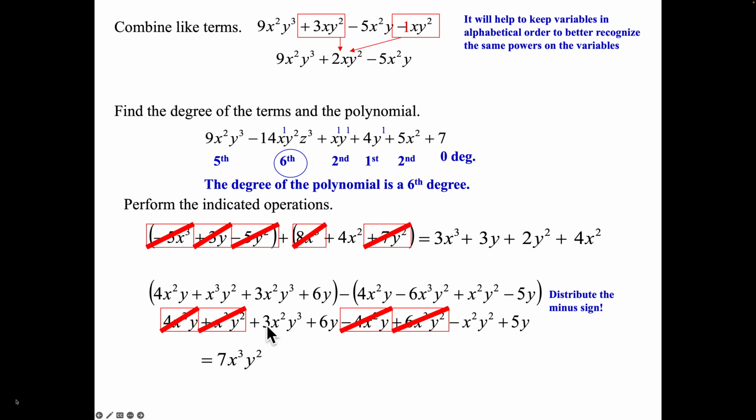Cross them out. Next, we're looking for an x squared y cubed. I don't see an x squared y cubed. Put that in your answer. Cross it off. I have a 6y, looking for a y term. Here's another one, 5y. Add those together. We get a plus 11y. Cross them off. We're left with a minus x squared y squared as my last and only term. Put that in there, and we are done.